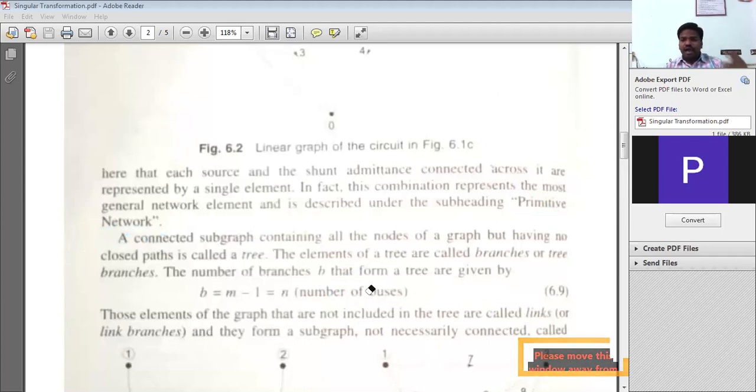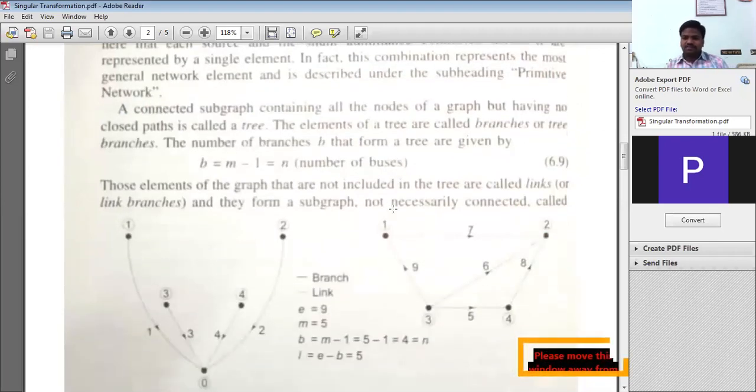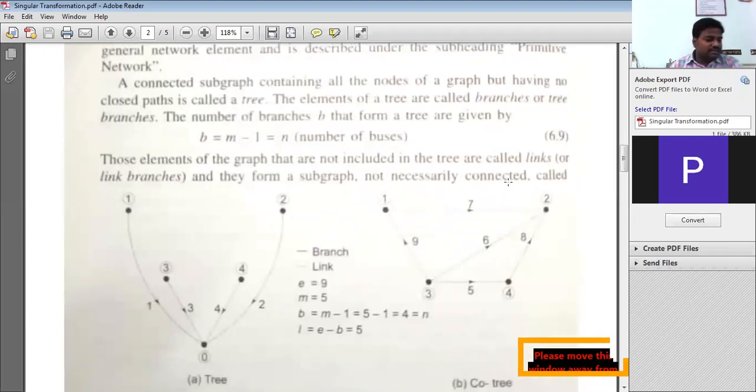We are not going to discuss these topics in detail, because already we have discussed them in the earlier classes, but the intention is different. So in this particular topic, we are going to obtain the trees, co-trees, links, etc. Those elements of the graph that are not included in the tree are called links.